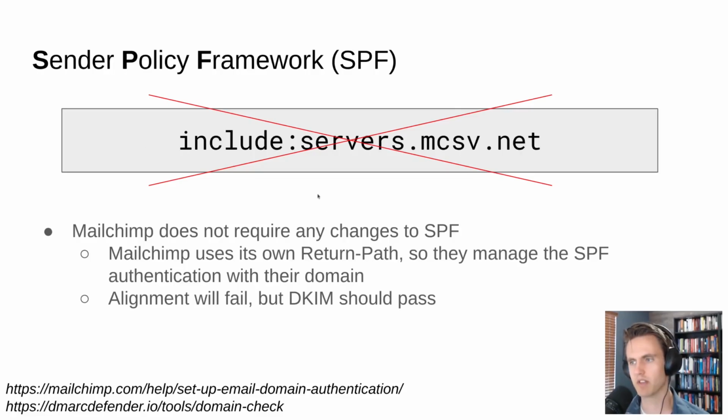in this include statement. Mailchimp uses its own return path, so we're getting a little bit technical, but basically it means that there's multiple from addresses within an email, and they're on the return path from address. They use their own, and so SPF is going to validate against the Mailchimp SPF records, so you don't have to change yours. It does mean that if you set up DMARC reporting, that alignment will fail, but since we have DKIM installed and DKIM should work, everything should work out correctly.